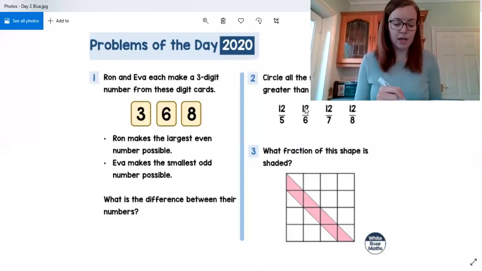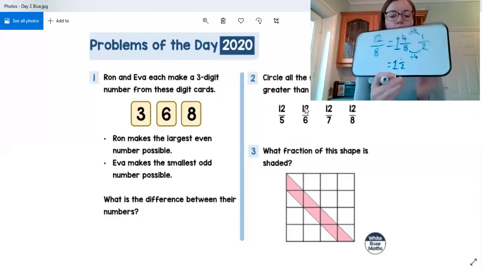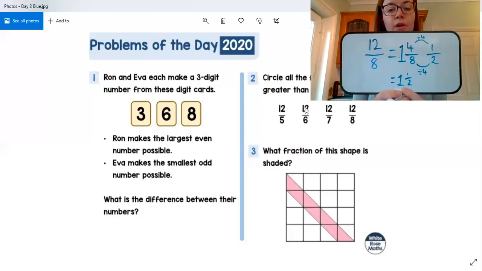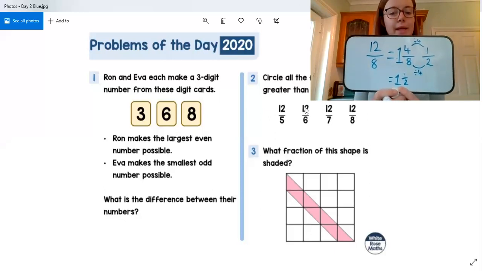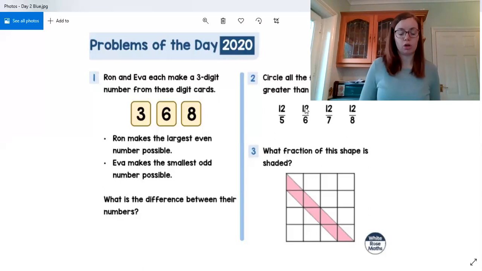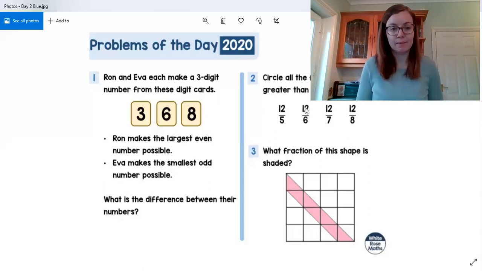So this fraction equals 1.5. Is 1.5 bigger than 1? Yep. Smaller than 2? Yep. So we could also circle 12 eighths.